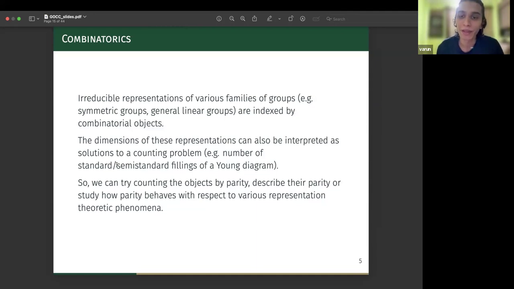So counting these objects by their parity is a much more refined sort of counting that we can try doing. What we can also do is describe their parity, and what I mean by that is, given a partition, can I easily say what its parity is, without actually having to compute the total number of things. And the most important is to study how parity behaves with other representation theoretic phenomena like induction and restriction and so on.